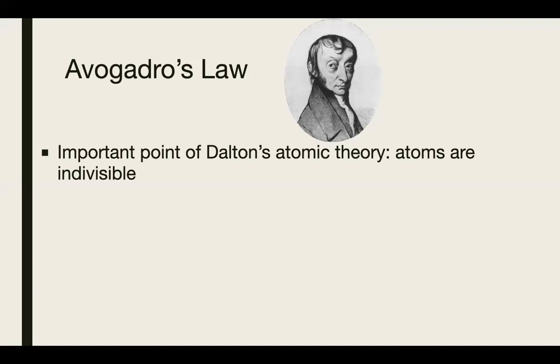Atoms are indivisible. Now, we found out after Dalton, when we started doing experiments like the gold foil experiment and the cathode ray tube, that atoms are in fact divisible, because they're made of smaller parts like the electron, proton, and neutron. The second part of Dalton's theory that was wrong was that he said atoms of the same element have the same size and mass, but we also know now about isotopes.